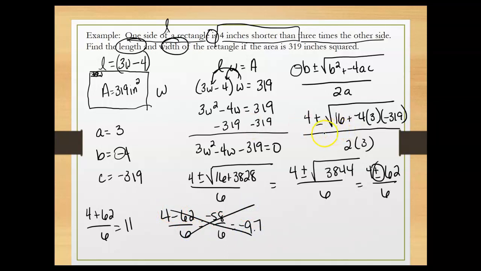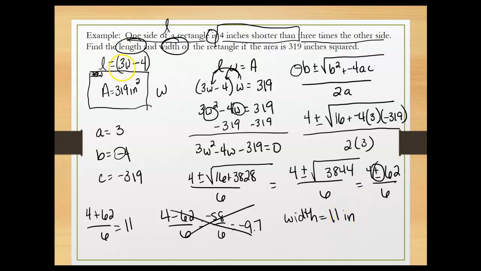Now, have I answered my question? This equation was about the width. I had w's in here. That means the width is equal to 11, and the units were inches, not inches squared. Length and width are just inches. Area is inches squared. I need the length.